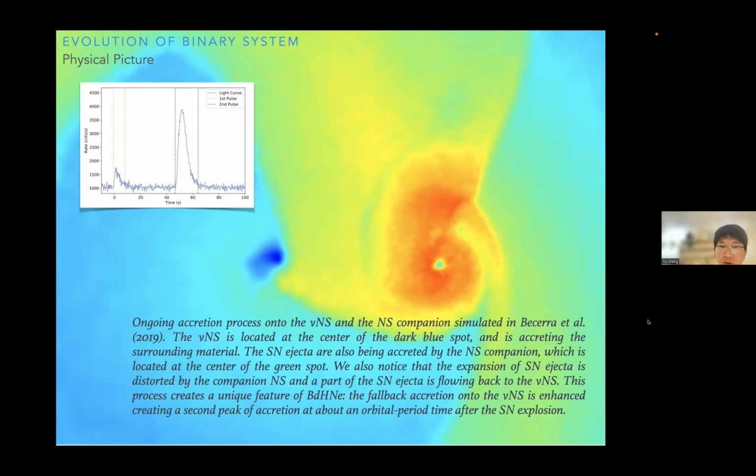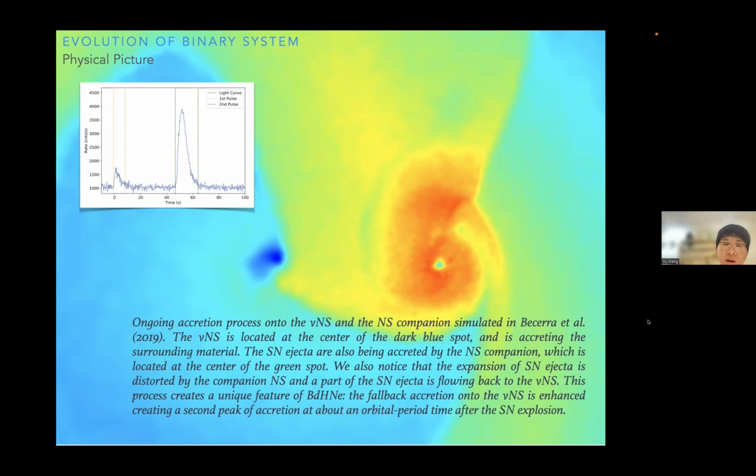Also, Jorge explained in his presentation that the accretion onto the new neutron star actually has two components. The first is the typical fallback accretion, the same as for a single star. After it bursts, it has this fallback accretion. But this accretion rate is small, and the peak luminosity is less than 10^48 per second, so it can hardly be seen at this cosmological distance.